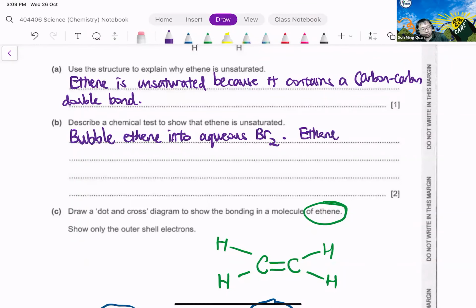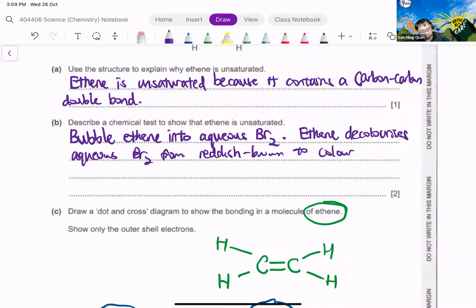Ethene decolorizes aqueous bromine from reddish brown to colorless. Okay, so this one is standard. It's a standard chemical test to prove that something is unsaturated.